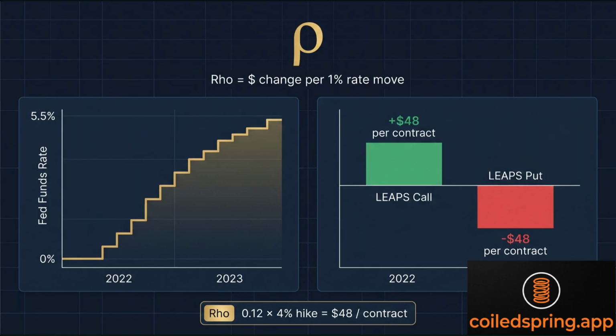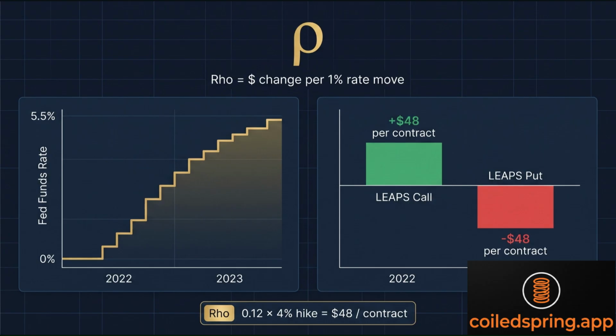The Fed hikes rates by 1%. Your option gains 12 cents per share, $12 per contract. Quietly, without the stock moving. Now imagine the full hiking cycle, a 4% rise in rates over 18 months. Rho contributed approximately $48 per contract to your position over that period.